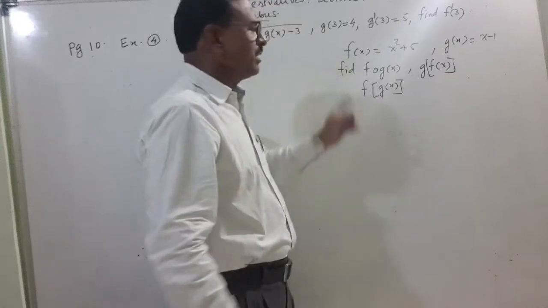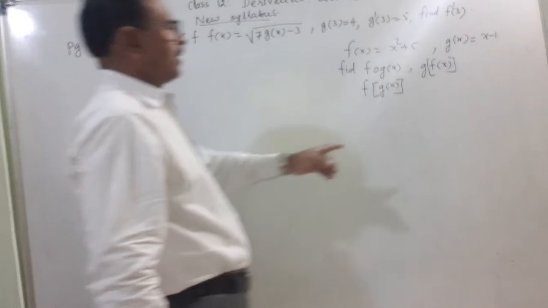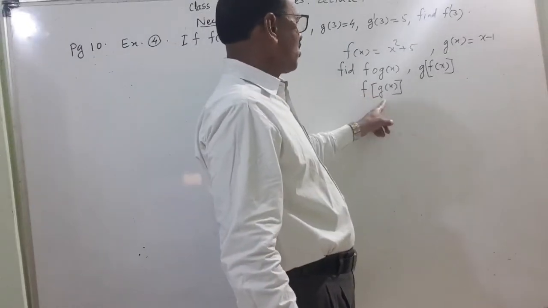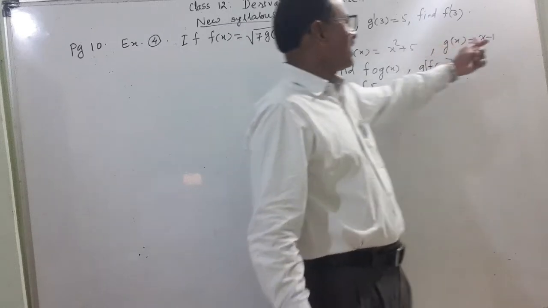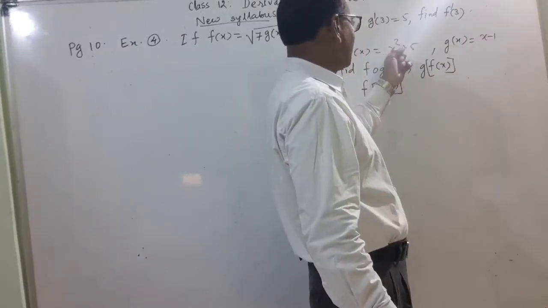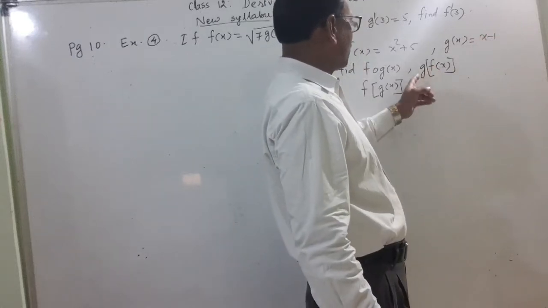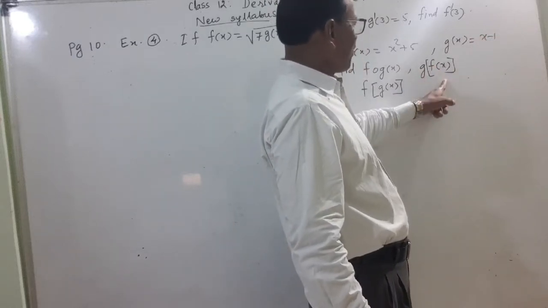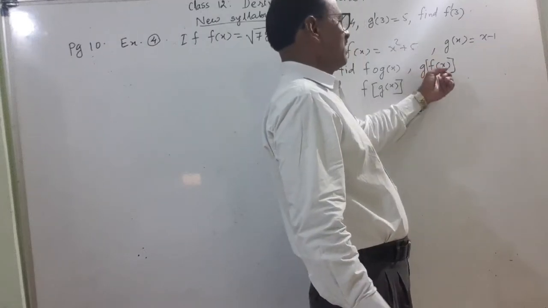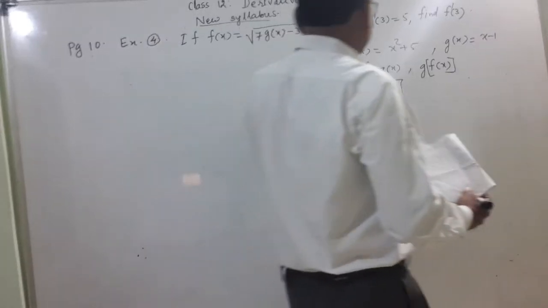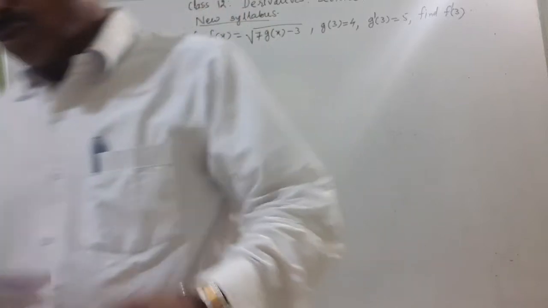In 11th class you have learned about this. If I want to find f of g of x, at the place of x in f, I will write the value of g. Means at this x square, I will be putting (x minus 1) whole square. If I want to find g of f of x, in this x, I will write x square plus 5. That is the meaning of this. I can't go into detail now because I have to complete the syllabus of standard 12. So okay.